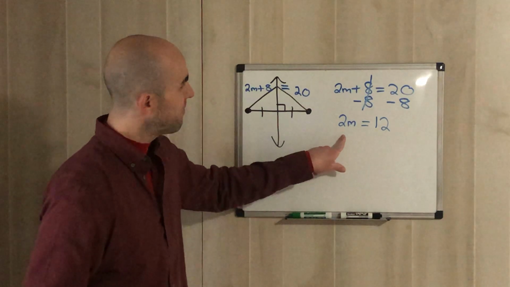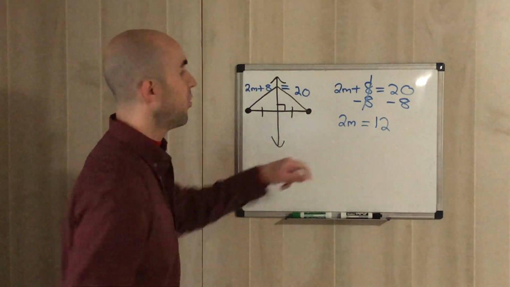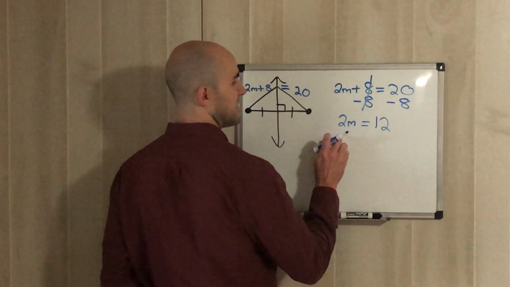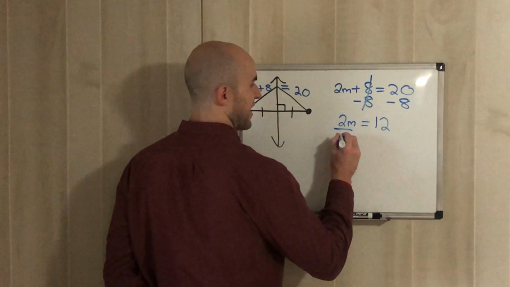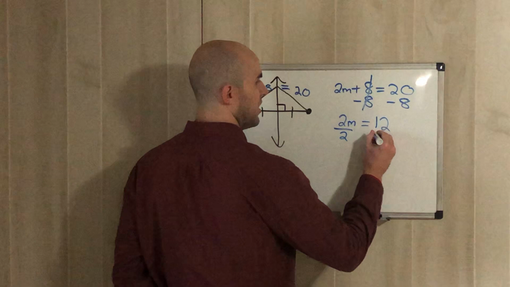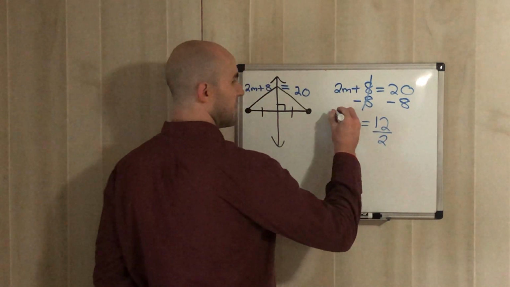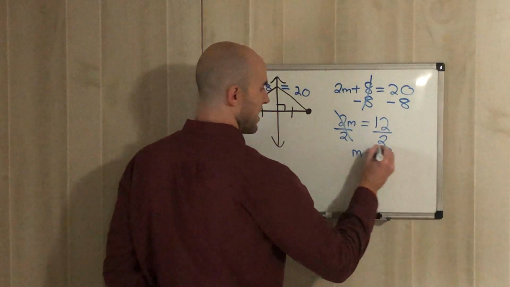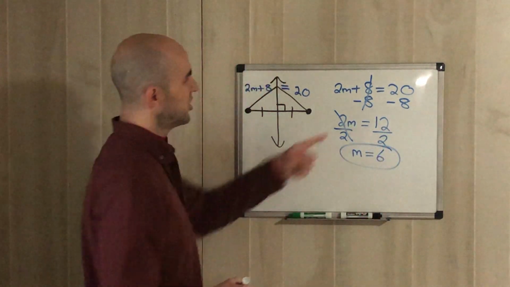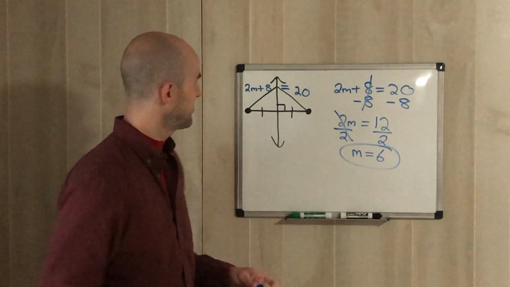Now to solve for m, again, we have to get rid of the 2. The way that you get rid of the 2 is do the opposite. When you have it next to the variable, it's multiplication. Opposite of multiplication is division. Divide that by 2. Divide this by 2. Cancels out. And we're left with m equals 6. And again, we get 6 because 12 divided by 2 gives us 6.